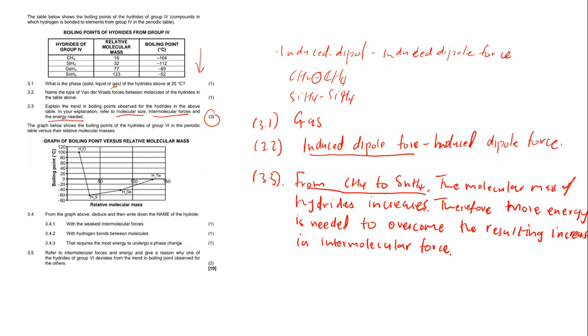Okay, so this is how we answer this question. We're not going to mention the boiling point. We want to know why the boiling point is increasing. So this is the reason why the boiling point of our hydrides moving down the table is increasing. Okay, so that's how we answer 3.3.